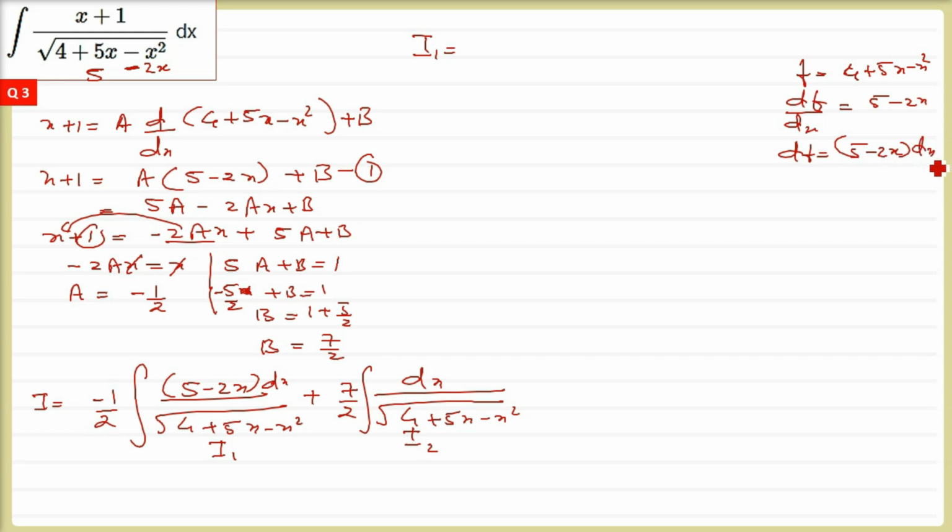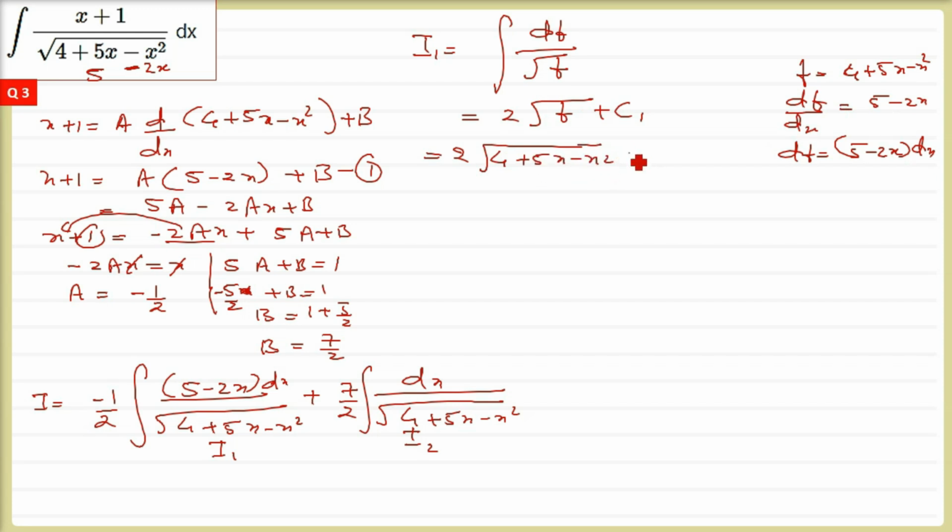Alright, so I1 is this: 5 minus 2x dx will be dt, and this is under root t, and this integration will be twice under root t plus a constant of integration. And since this t was 4 plus 5x minus x square, we can just replace it by this to complete this I1. Call the constant c1. Okay, now let's do the I2.